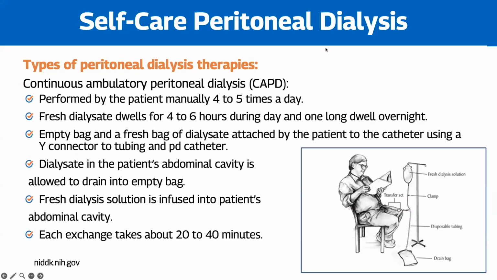So the original type of PD, which is less commonly used nowadays, is called continuous ambulatory peritoneal dialysis, also called CAPD. In CAPD, the patient will be manually performing 4 to 5 exchanges a day. Fresh dialysate is still going to be infused into the peritoneal cavity and allowed to dwell for 4 to 6 hours. After this period, however, the patient is going to attach a new empty bag and a fresh dialysate bag to the catheter using a connecting tube.